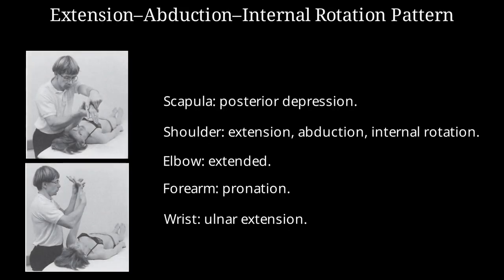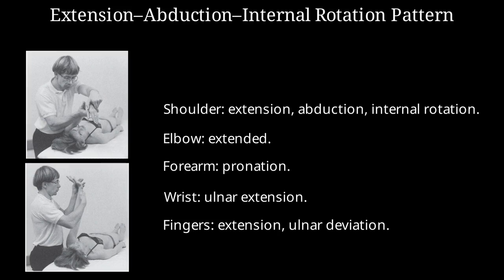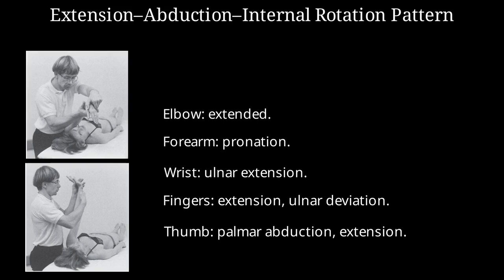This pattern features posterior depression of the scapula, extension, abduction, and internal rotation of the shoulder, with the elbow extended, forearm pronated, wrist in ulnar extension, fingers extended, and thumb abducted. Proper grip and resistance are essential for effective movement.